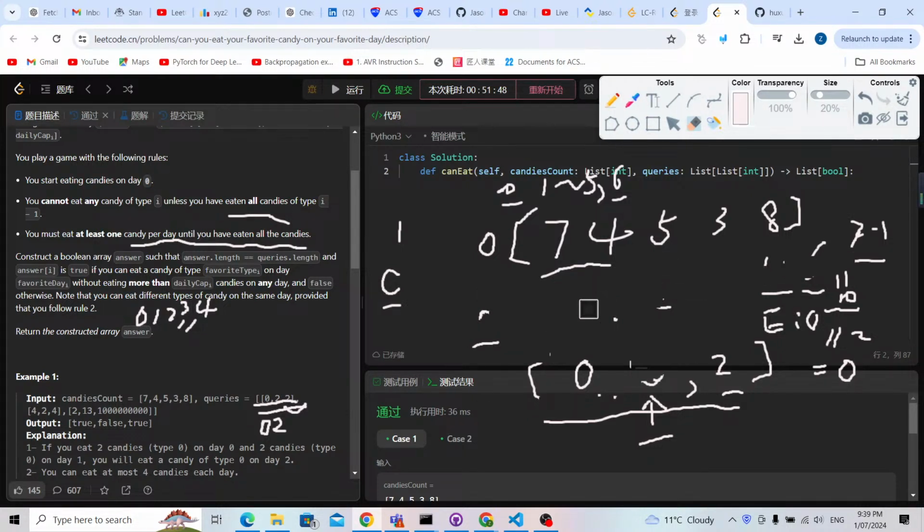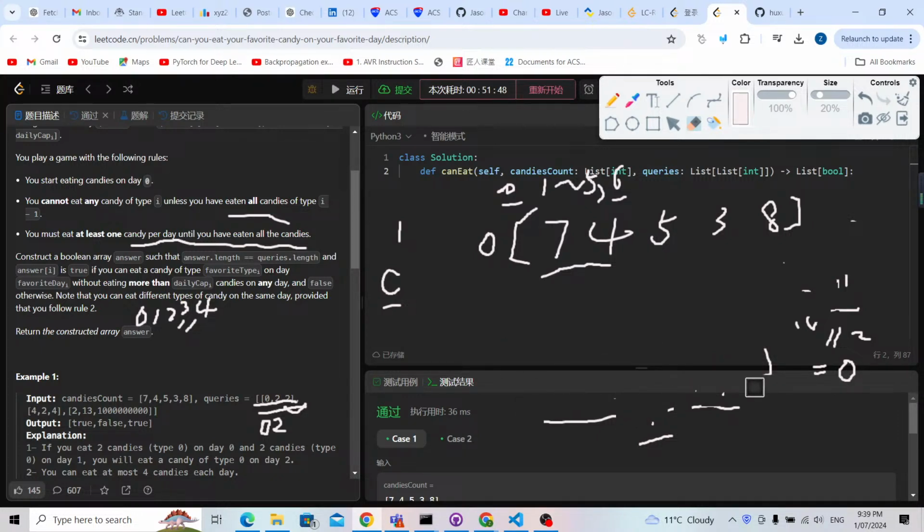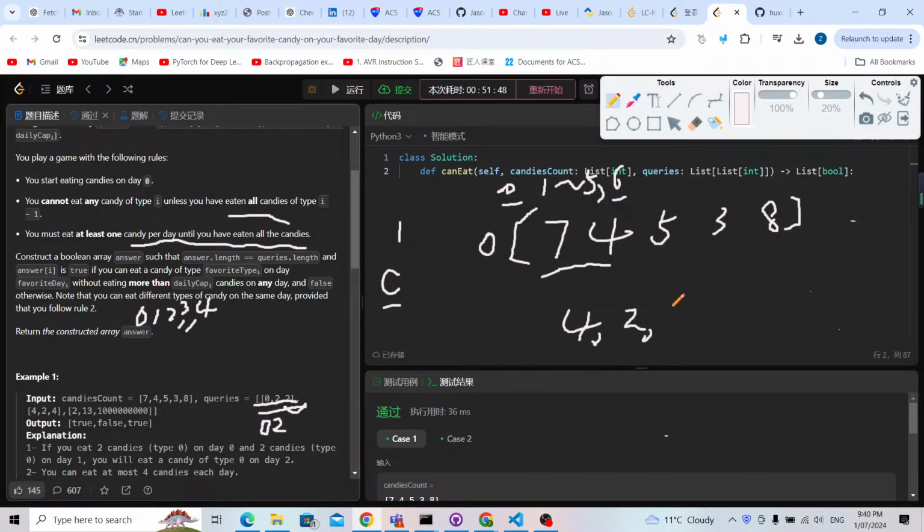Let me delete these areas. Let's use the second example, because the second example may be more clear to help us find a solution. So the second query is going to be 4 to 4. Now we're going to use this query to calculate the latest day we're going to finish eating the candy type 4. We will not consider this day 2 yet, we just need to check. If we want to eat candies of type 4, what is the latest day?